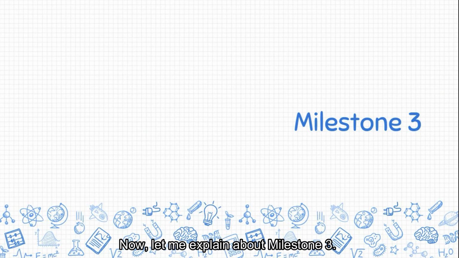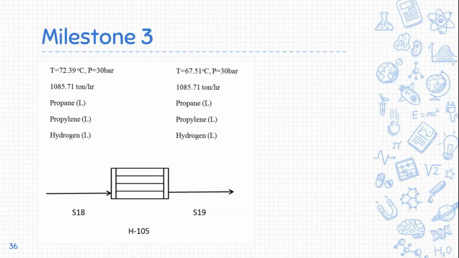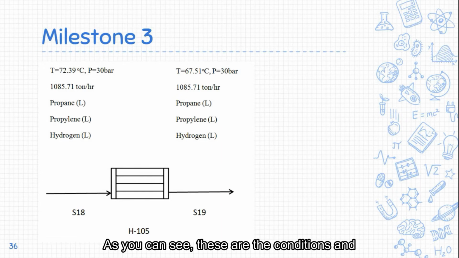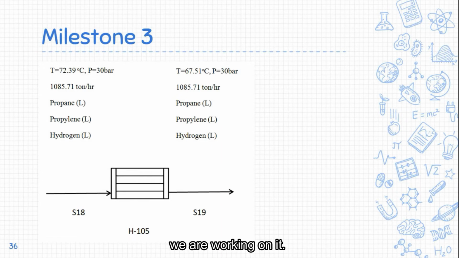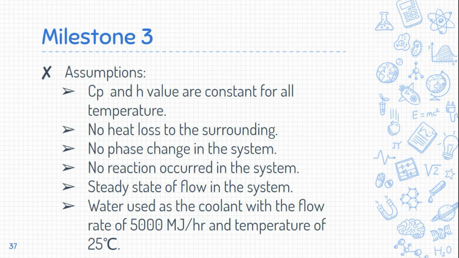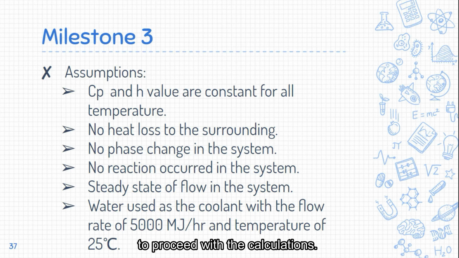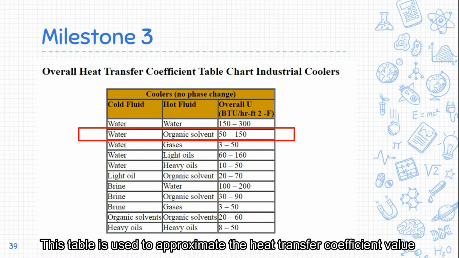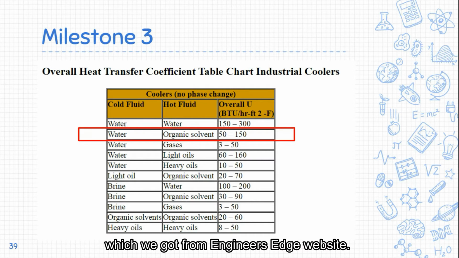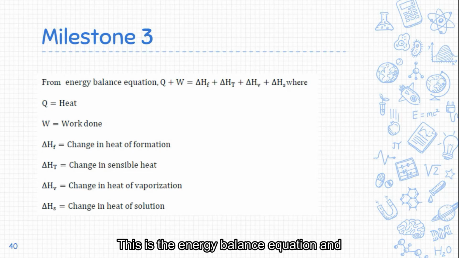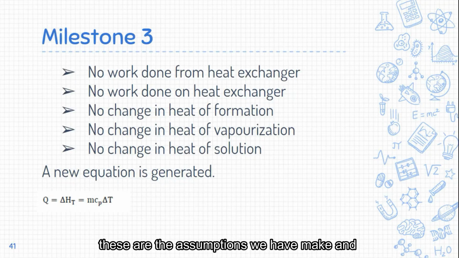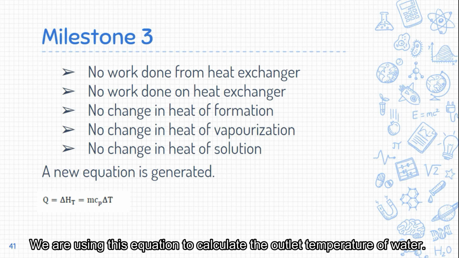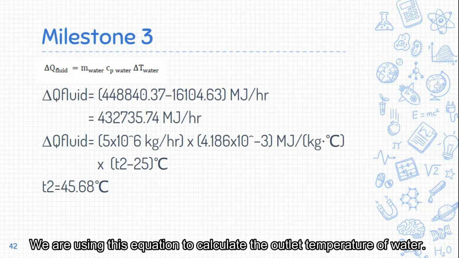Okay, so now let me explain milestone 3. As you can see, these are the conditions and the schematic diagram of H105, and we are working on it. In our design, lots of assumptions need to be made in order to proceed with the calculations. This table is used to approximate the heat transfer coefficient value, which we got from the Engineers Edge website. This is the energy balance equation, and these are the assumptions that we have made, and a new equation is generated, and we are going to use this equation to calculate the outlet temperature of water.